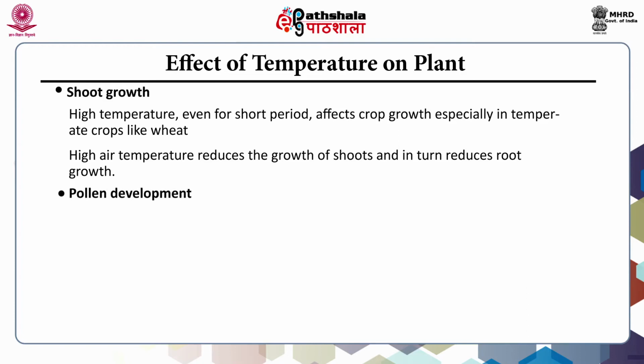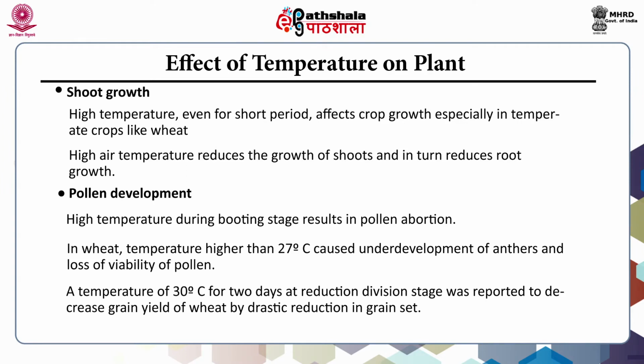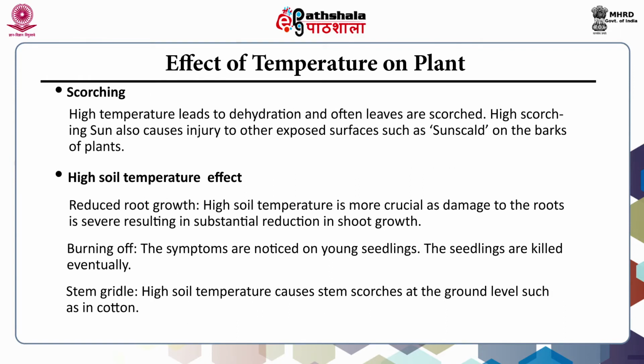The pollen development is affected by this high temperature, and high temperature during booting stage results in pollen abortion. In wheat, a temperature higher than 27 degrees Celsius causes underdevelopment of anthers and loss of viability of pollen. A temperature of 30 degrees Celsius for 2 days at the reproductive stage was reported to decrease grain yield of wheat by drastic reduction in the grain set. Another impact is scorching. The high temperature leads to dehydration and often leaves are scorched. The high scorching sun also causes injury to other exposed surfaces, such as sun scald on the barks of the plants.